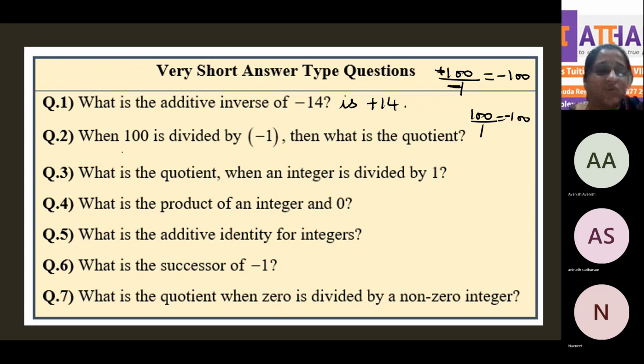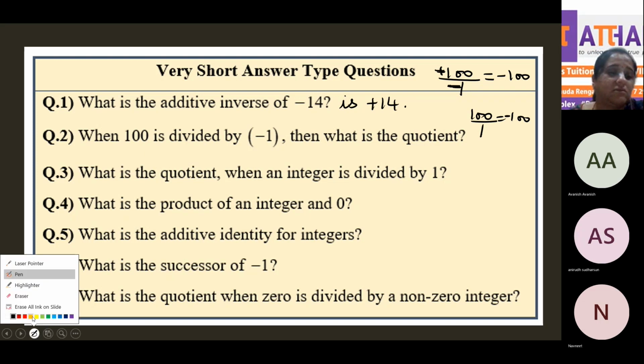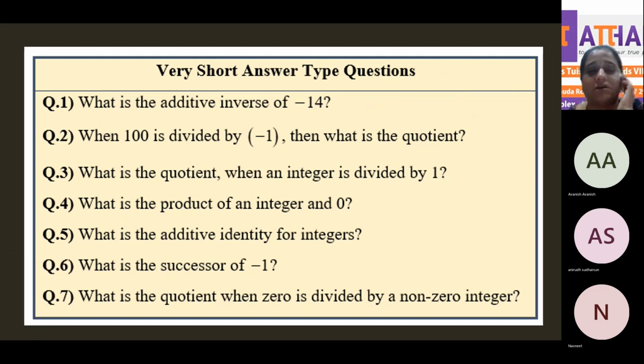Next one. What is the quotient when an integer is divided by 1? What is the quotient when any integer is divided by 1? Ma'am, the same number. Very good. The integer number itself. Very good. The number itself.